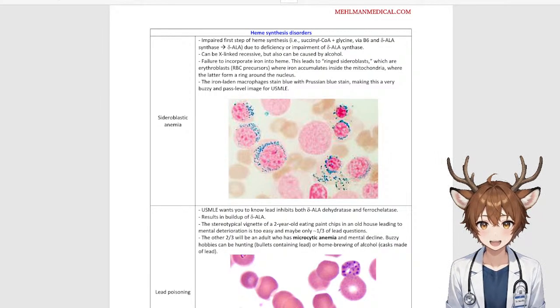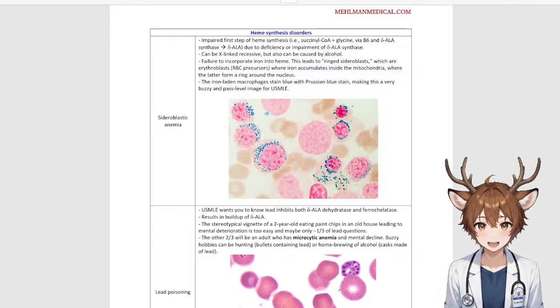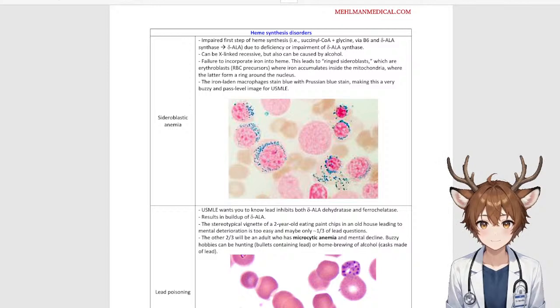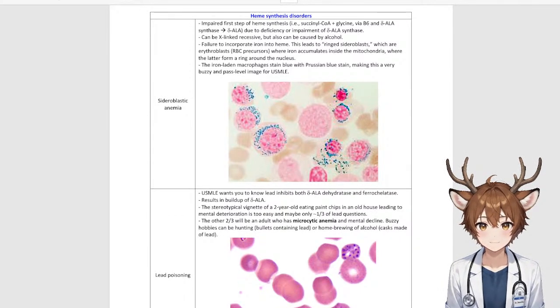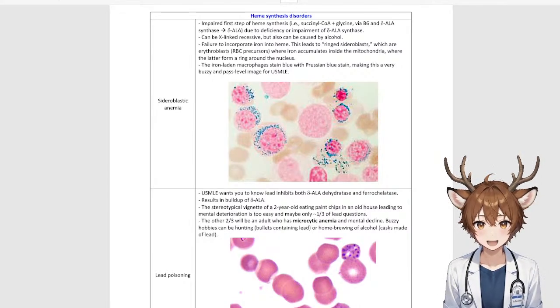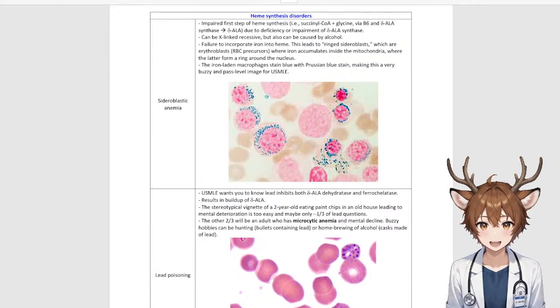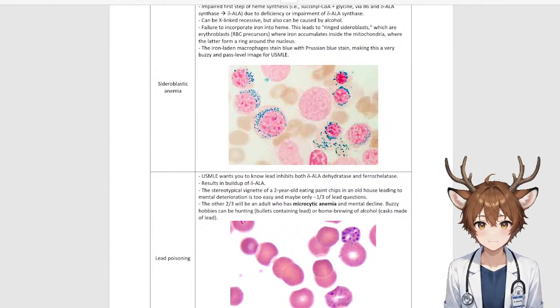The iron-laden cells stain blue with Prussian blue stain, making it very buzzy in a pass-level image for USMLE. So you can see that looks like Prussian blue hanging around there, and I would assume the ring appearance is what they're trying to get at. I'm not 100% on that part. But yeah, definitely you can see the Prussian blue in those cells.